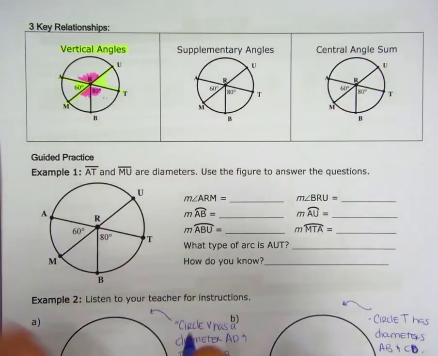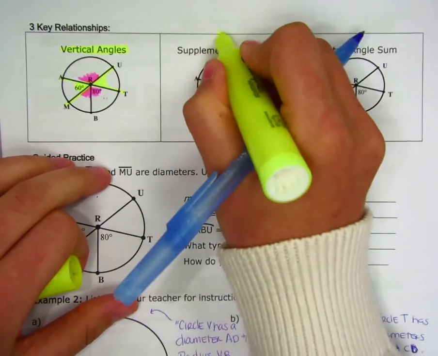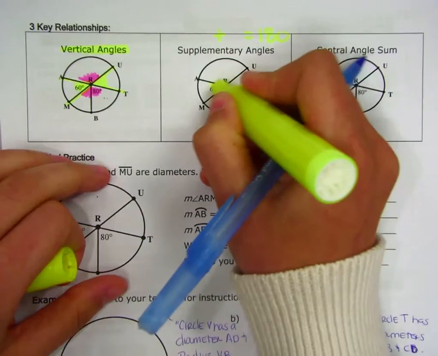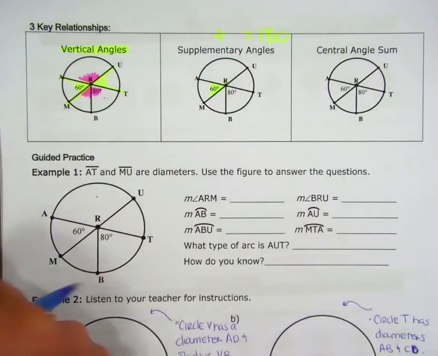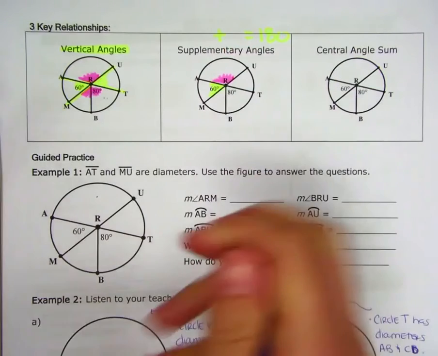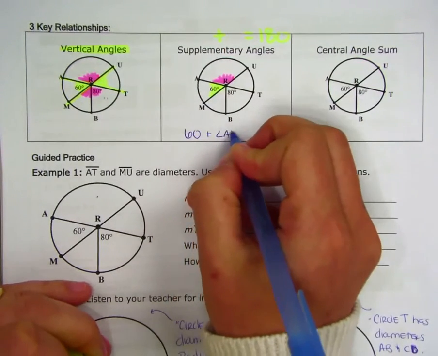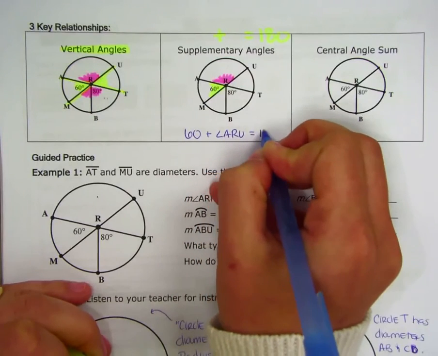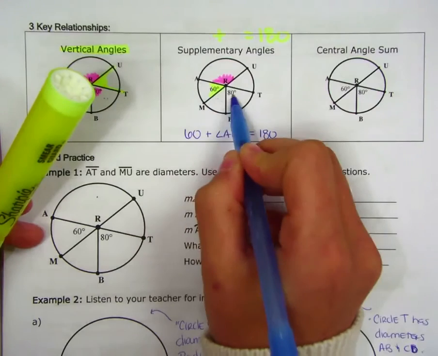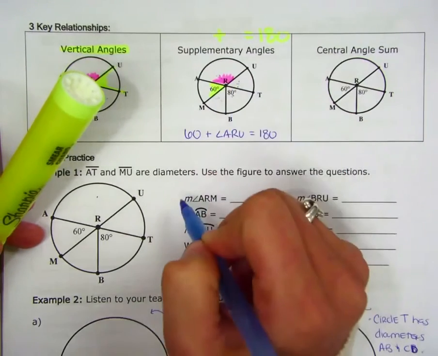The other piece that you want to keep in mind is supplementary angles. Supplementary angles are two angles, or multiple angles, I'm sorry, that add up to equal 180. An example of that would be this 60 plus this angle here will equal 180. So the 60-degree angle plus angle ARU will equal 180 degrees. Also, these three angles will add up to equal 180, or these two angles will add up to equal 180, or these three angles will add up to equal 180.